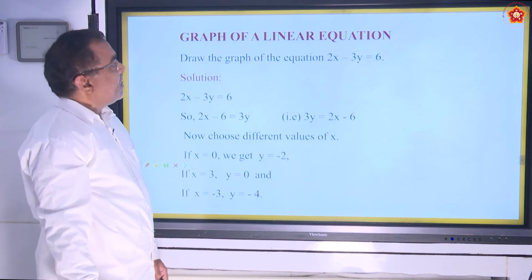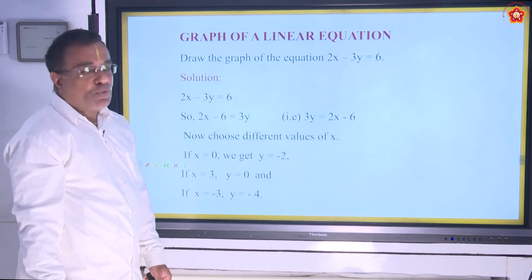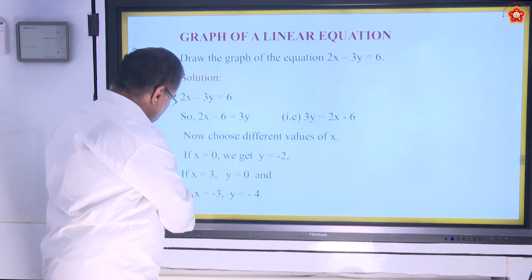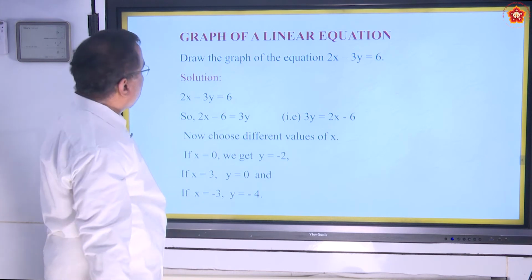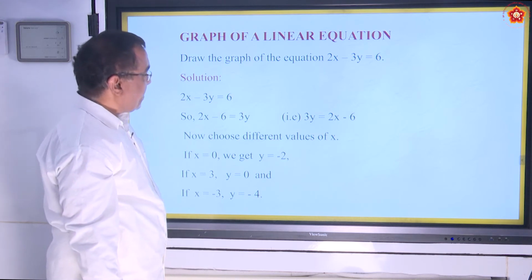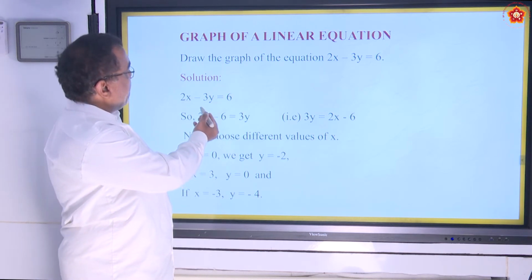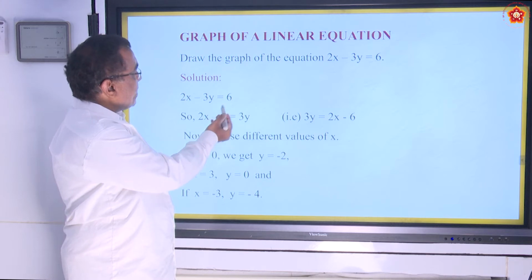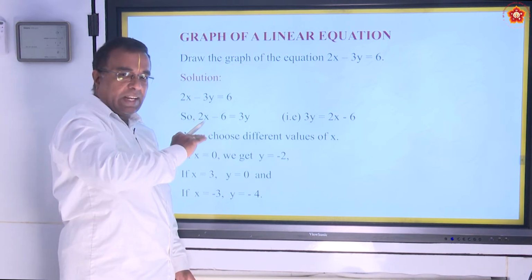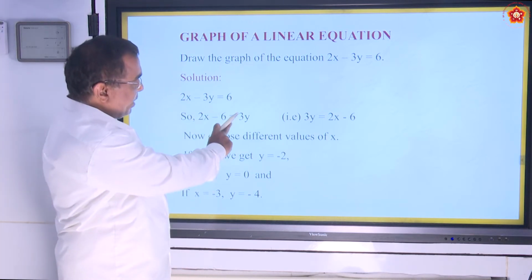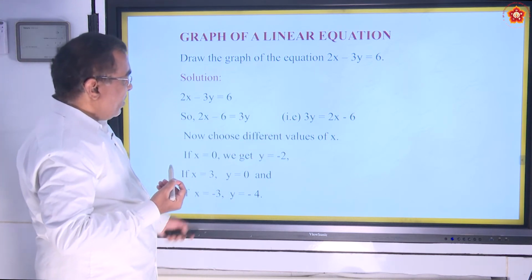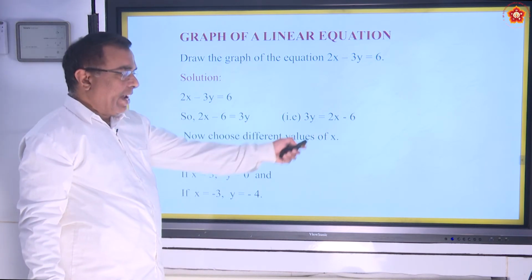Now, let us see how to draw the graph of a linear equation. For example, consider the equation 2x minus 3y equals 6. So we can represent this as 2x minus 6 equals 3y. I am bringing all the terms containing y to either the left hand side or the right hand side. Here I am bringing it to the right hand side, so 3y equals 2x minus 6. Now we will choose different values of x. You can take any values of x.